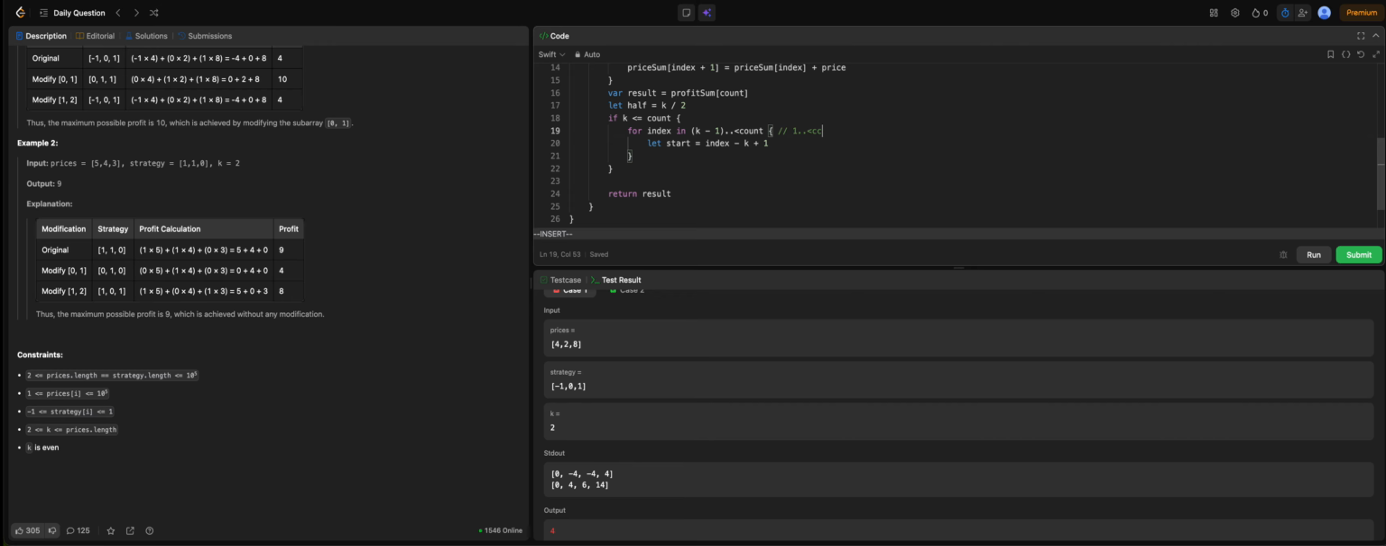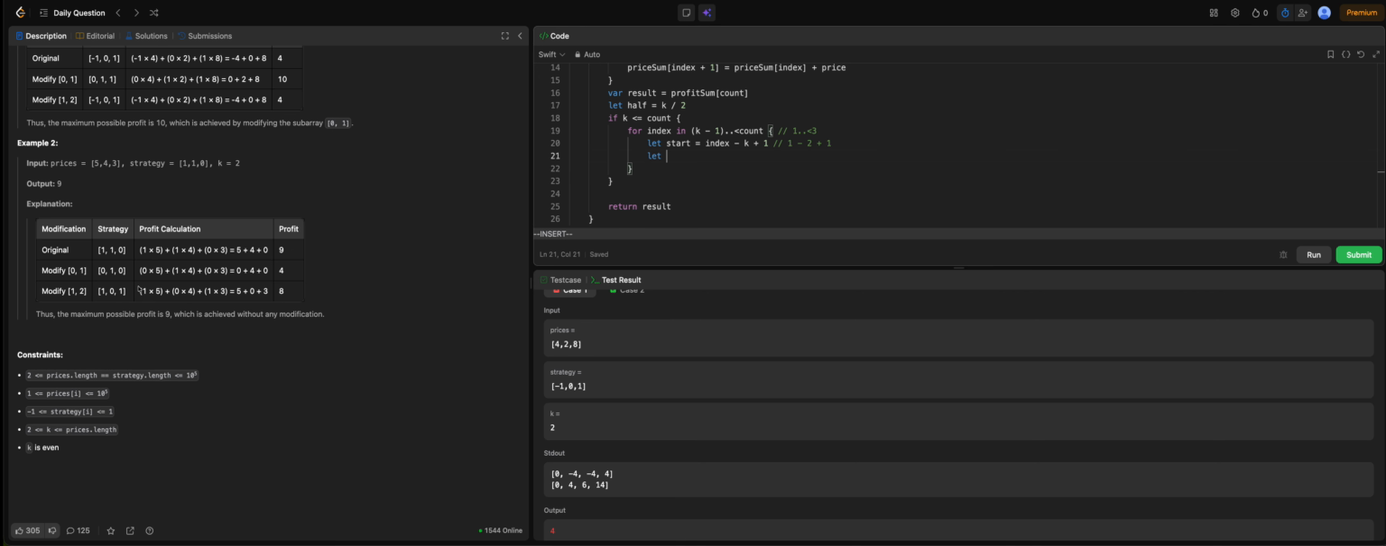Count. Okay, I don't know why I'm doing it like this. So the index is a 1 in here: 1 minus 2 plus 1. So that is technically 0. That is how we calculate the start index, and then we will calculate the left profit and right profits.